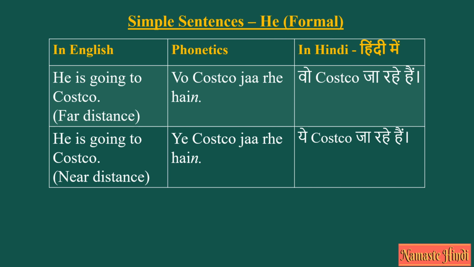Simple sentences. He, formal. The sentence: he is going to Costco. For far distance, in Hindi it would be वो Costco जा रहे हैं. For near distance, it would be ये Costco जा रहे हैं.